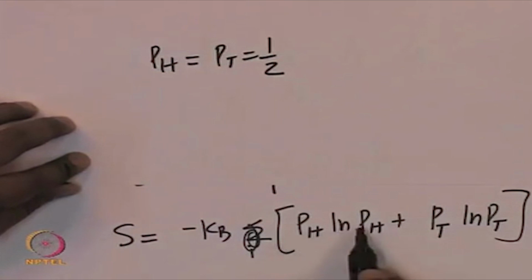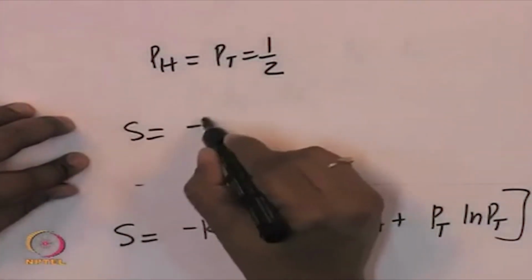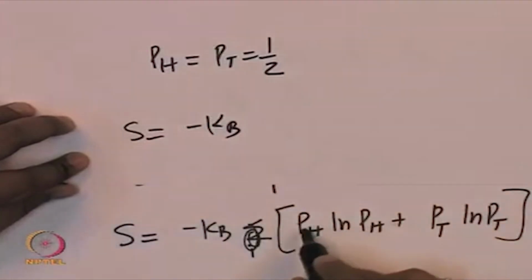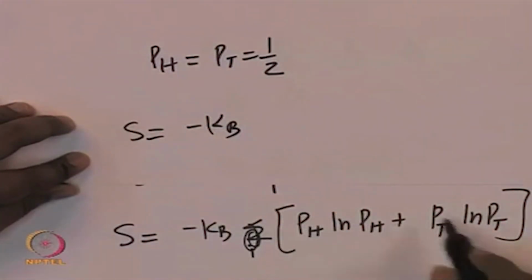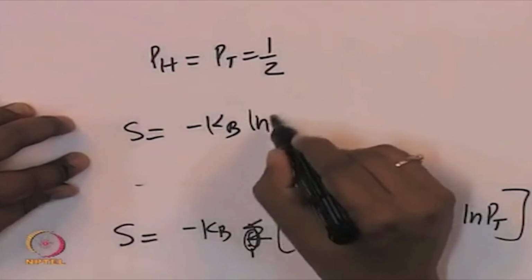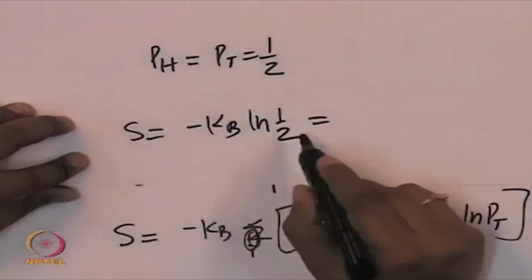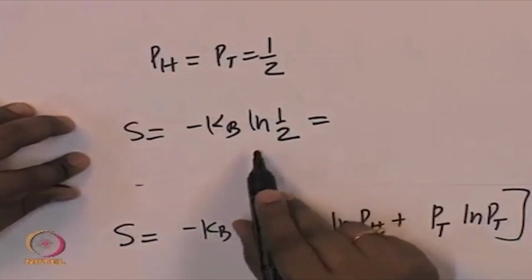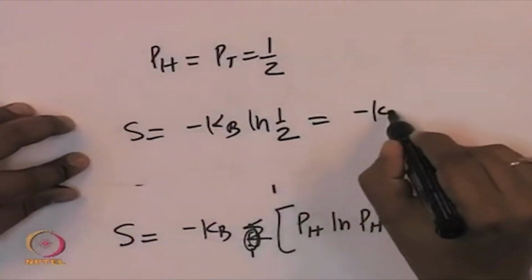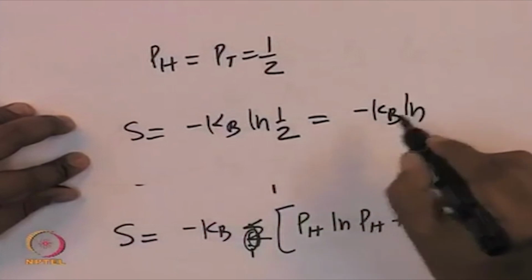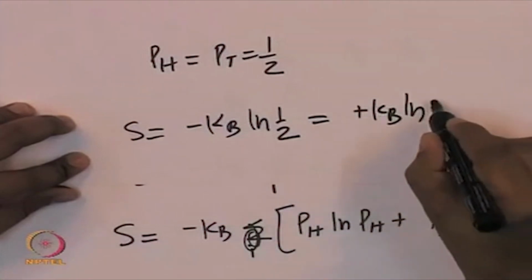What do you get? Half log half plus half log half. So, you will get S is equal to minus KB, half log half plus half log half will be 1 log half. This is log half is log 1 minus log 2. This will be minus KB, sorry, this will be plus KB log 2.